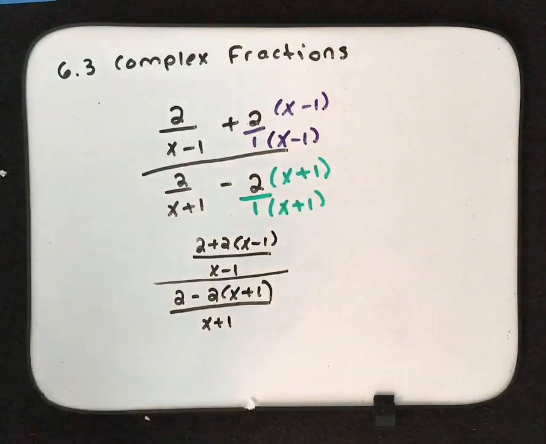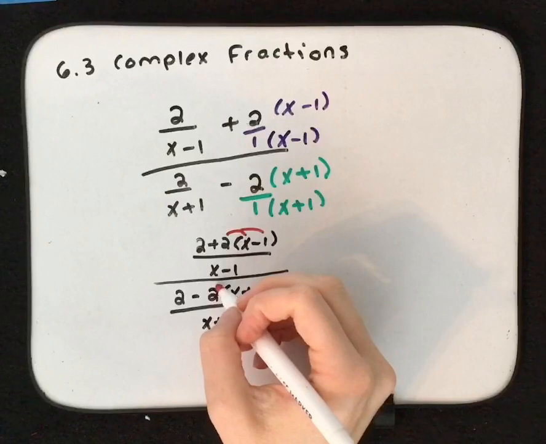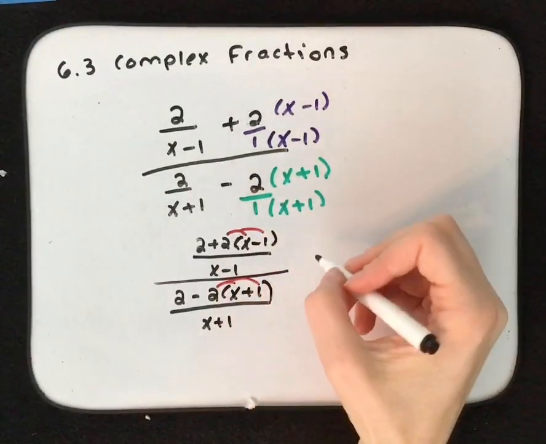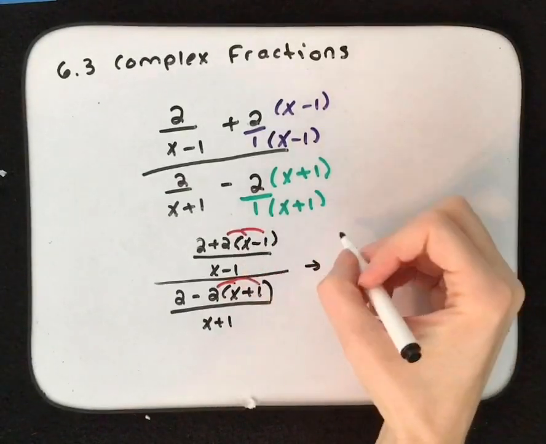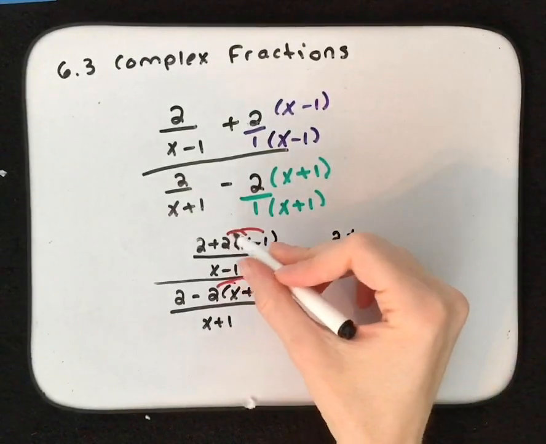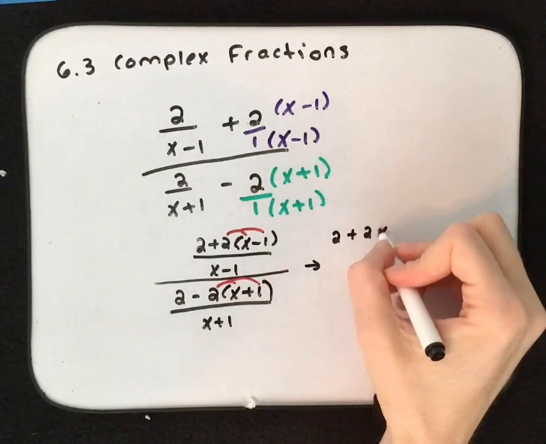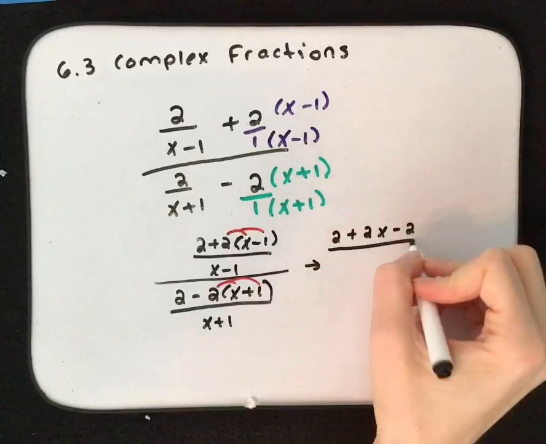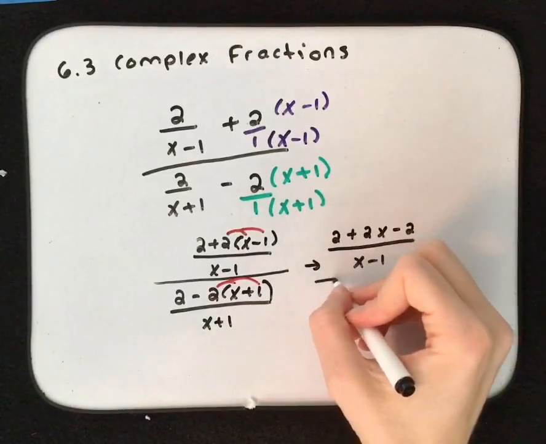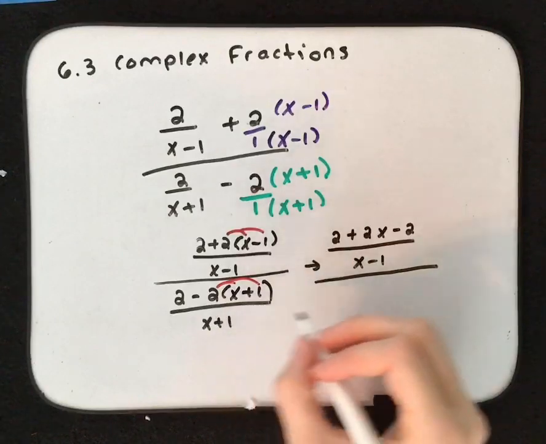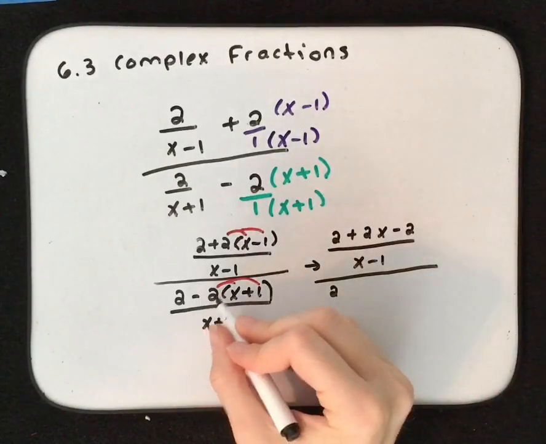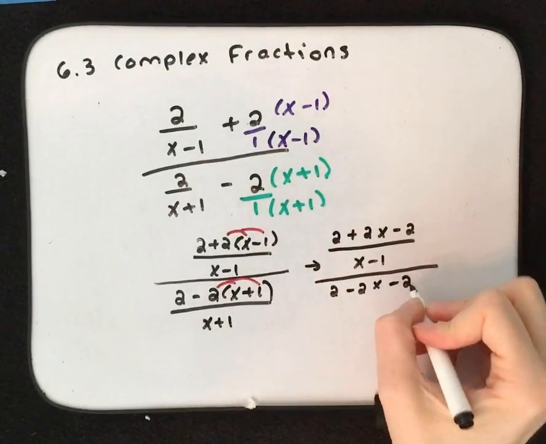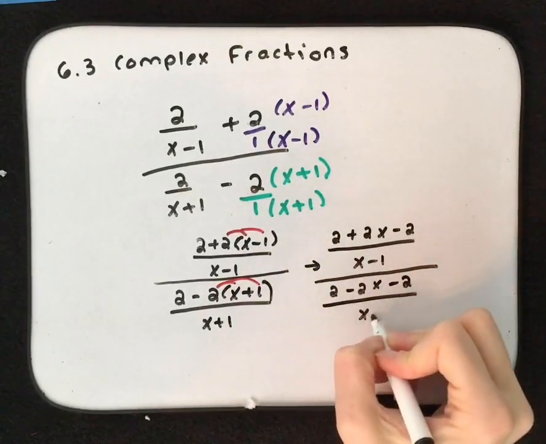Let's look at distributing right here and right here and see if we can simplify those down. So that's going to give me, let's do a little arrow this way, 2 plus 2 times x is 2x. 2 times negative 1 is negative 2. Over, I still have that x minus 1. Still have our big fraction. Let's do the same thing here. Negative 2 times x is minus 2x. Negative 2 times positive 1 is minus 2, all over x plus 1.